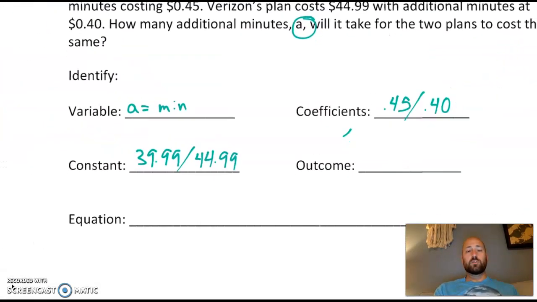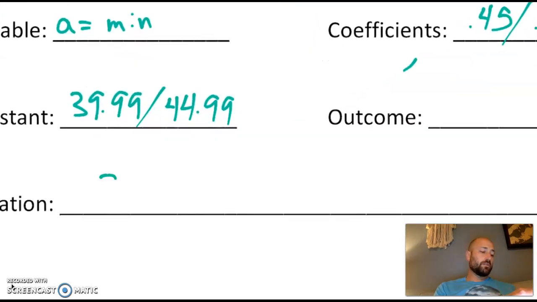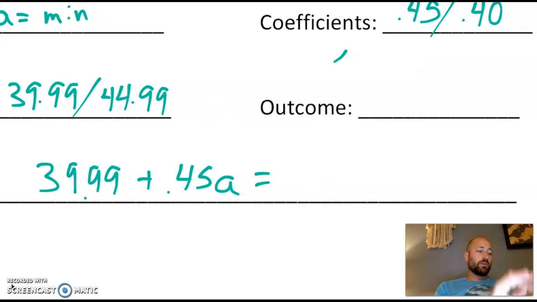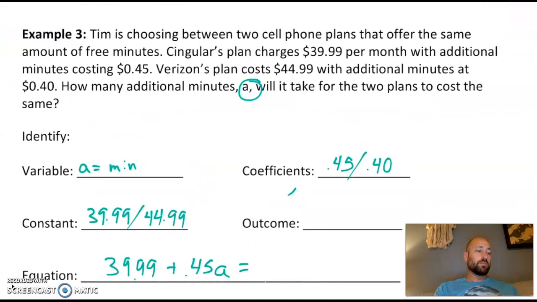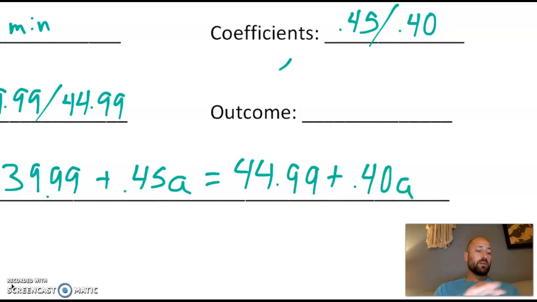All right, so here is our equation. Singular is $39.99 a month plus 45 cents per minute extra. What was the other one here? Verizon is $44.99 a month plus 40 cents. So what we're trying to figure out is when the minutes give us the equal price for the monthly pay.